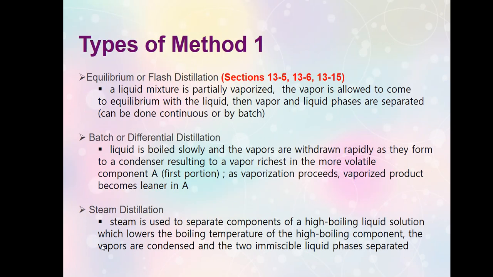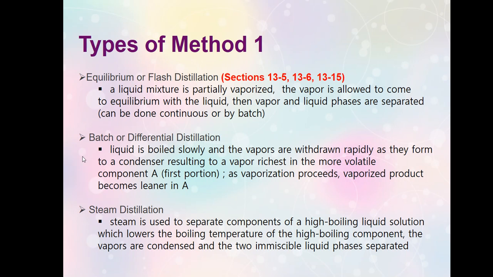Now, let's go to each method under type 1. So, we have for method 1, wherein no reflux is returned into the column, equilibrium or flash distillation. In the case of this type of distillation, a liquid mixture is partially vaporized. The vapor is allowed to come to equilibrium with the liquid, the vapor that was vaporized. Then vapor and liquid phases are separated, and this particular process could be done continuous or by batch.